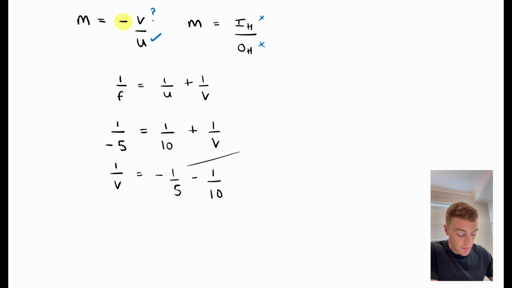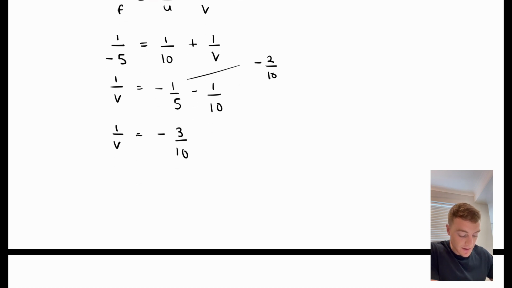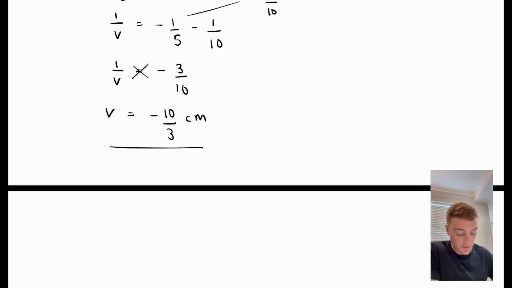Now negative 1 over 5 is the same as minus 2 over 10, if I just get a common denominator. So 1 over V is equal to minus 3 over 10, so it just allows me to add those fractions. Now you can either do a shortcut and just flip these, or we can cross multiply and get that V is equal to minus 10 over 3 centimeters. Okay, notice that we've actually got a negative number, and this will become important later on.